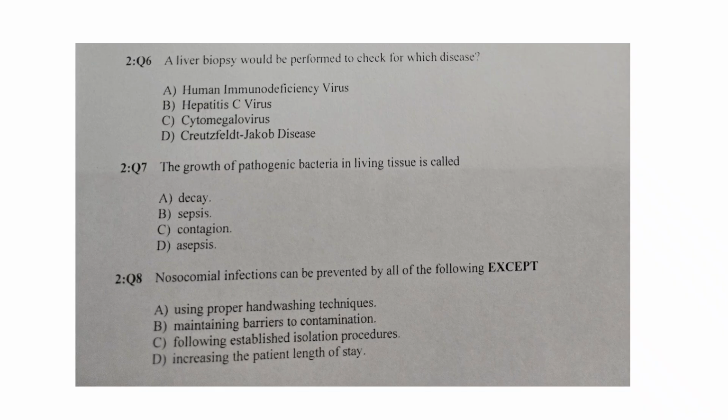Question 8. Nosocomial infections can be prevented by all of the following except A, using proper hand washing techniques. B, maintaining barriers to contamination. C, following established isolation procedures. Or D, increasing the patient length of stay. The correct answer is D. Nosocomial infections can be prevented by all of the following except increasing the patient length of stay. The longer the patient stays in the hospital, the more likely they are to come out with an illness that they did not come in with.